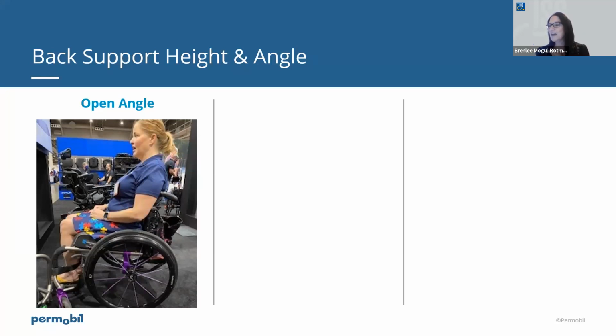That's great to know. The client's sitting pretty straight, but you can see she's sitting a little bit of an open seat to back angle. She's falling over the back of the back support a little bit. And both of these issues are going to put her at a disadvantage for forward reach as well as propulsion. So she's fighting gravity every time she wants to reach something, every time she wants to engage. If she wants to give somebody a hug, she's fighting gravity.